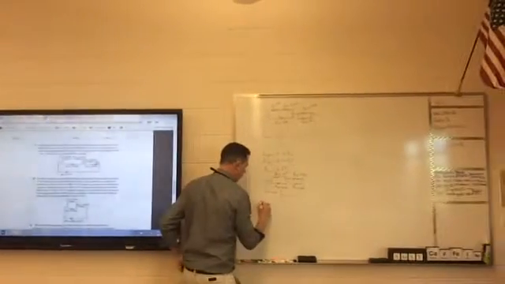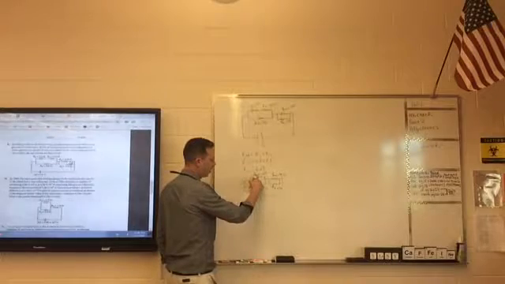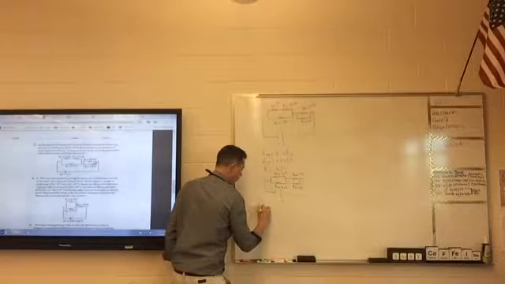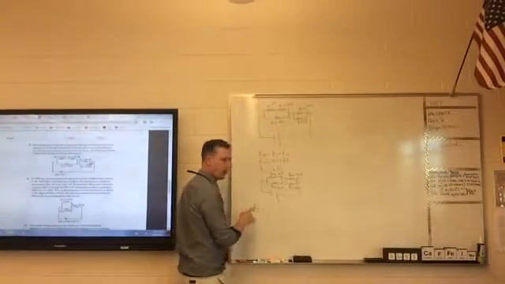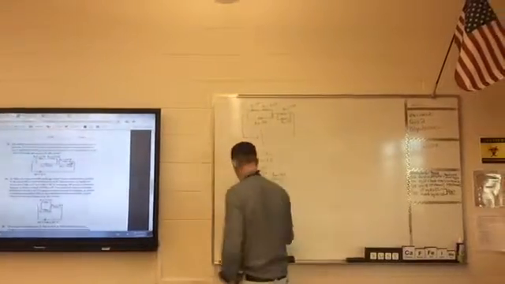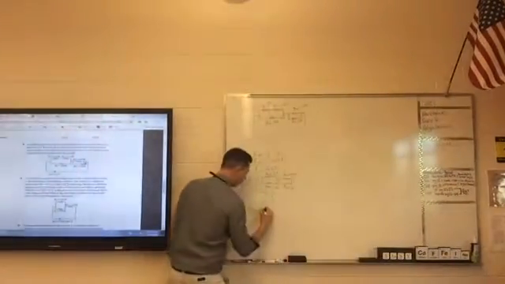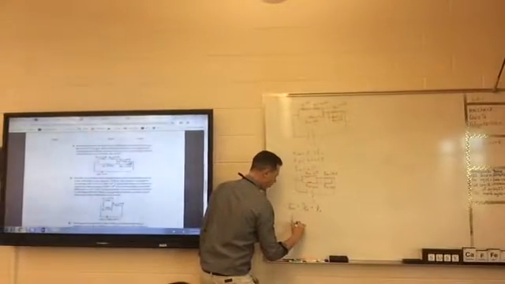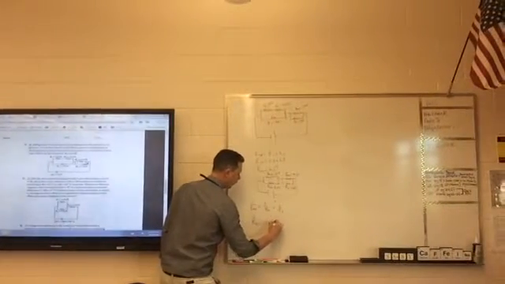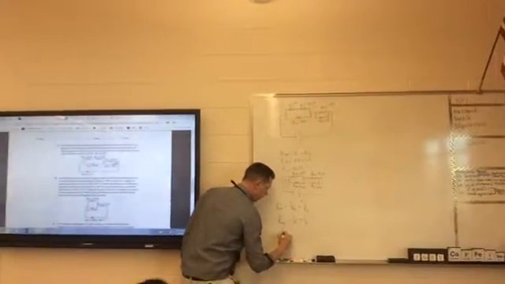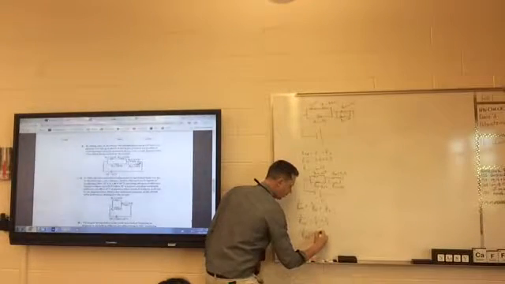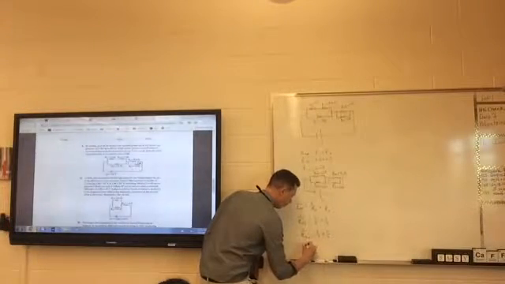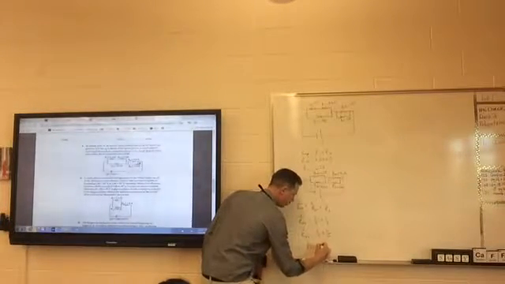The first thing we're going to do is take R12 and R3 and turn them into one resistor. R123 is what we want to get. Because they're in parallel, I have to use the parallel equation: 1 over R123 equals 1 over R12 plus 1 over R3. So 1 over R123 is equal to 1 over 6 plus 1 over 3. I'm going to find a common denominator. The common denominator is 6, so we have 1 over 6 plus 2 over 6, and we end up with 1 over R123 equals 3 over 6.